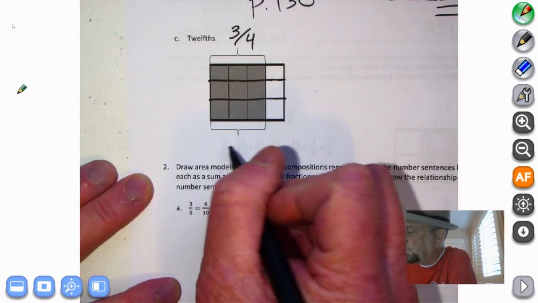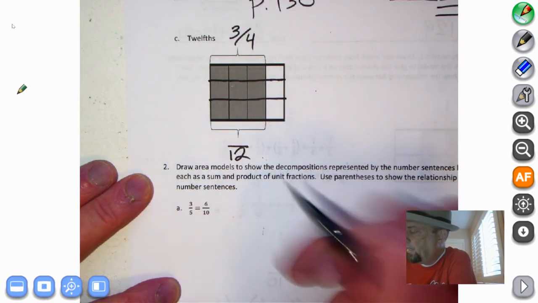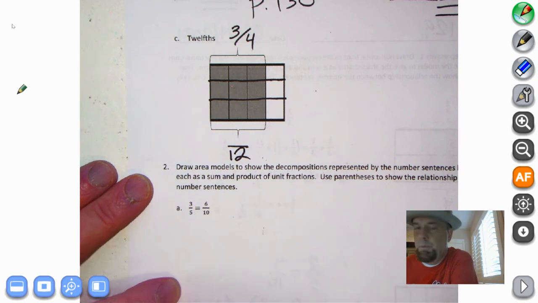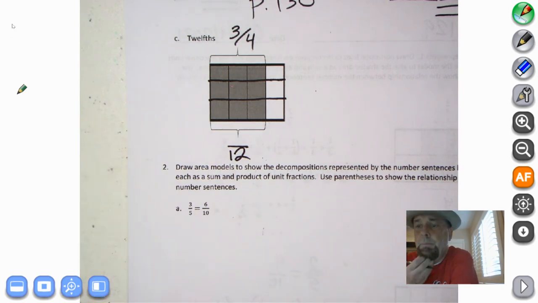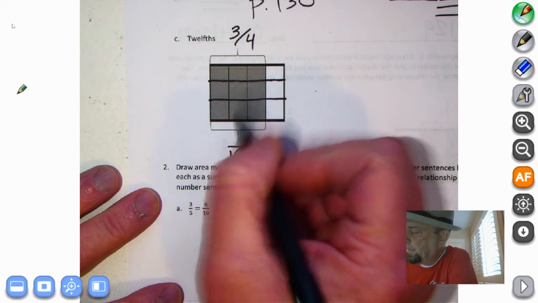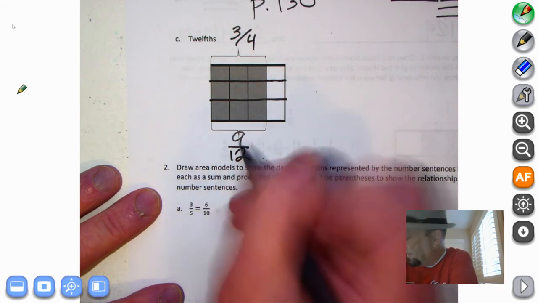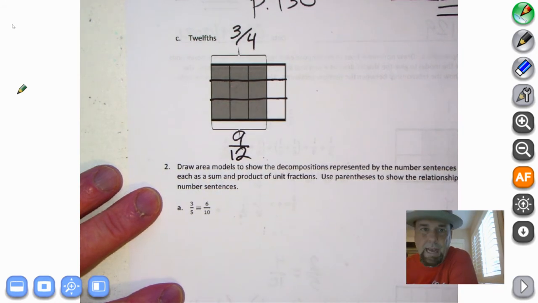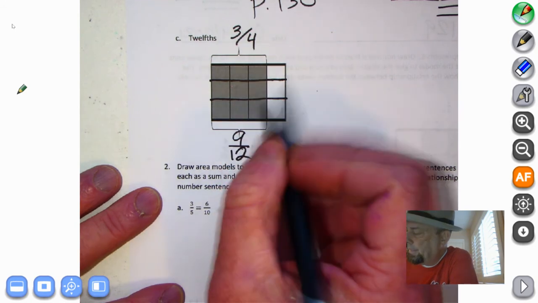There are 12 pieces. You do the rest of this part. You all got to fill in one number. Go ahead and hit pause. When you've got that number in, check back to see if you got it right. And welcome back. Here we go. 1, 2, 3, 4, 5, 6, 7, 8, 9. We have 9/12. So it does look like, in fact, 3/4 is equivalent to 9/12.